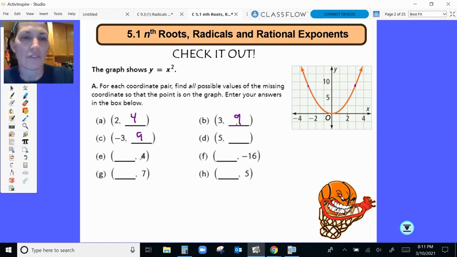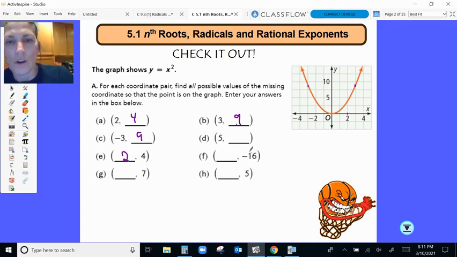Let's go to 4 right here. So what it's saying is that the value of y is 4. So when I'm on the graph at 4, up here, what is the value of x? Well, that's called the square root. This is going to be 2, right?